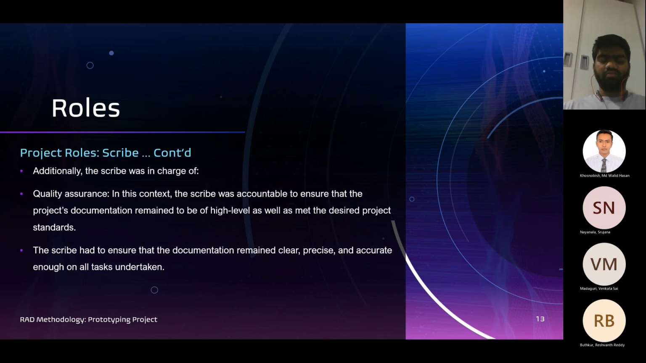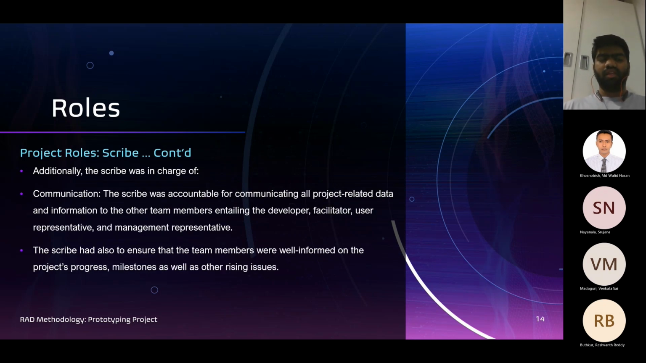There were regular reports that were presented by the scribe, which means me, to summarize the project progress, dealing with all the issues encountered as well as the next steps that would be taken. In the next area, communication, I was accountable for communicating all the project-related data and information to the team members, interacting with the developer, facilitator, user representative, and management representative.